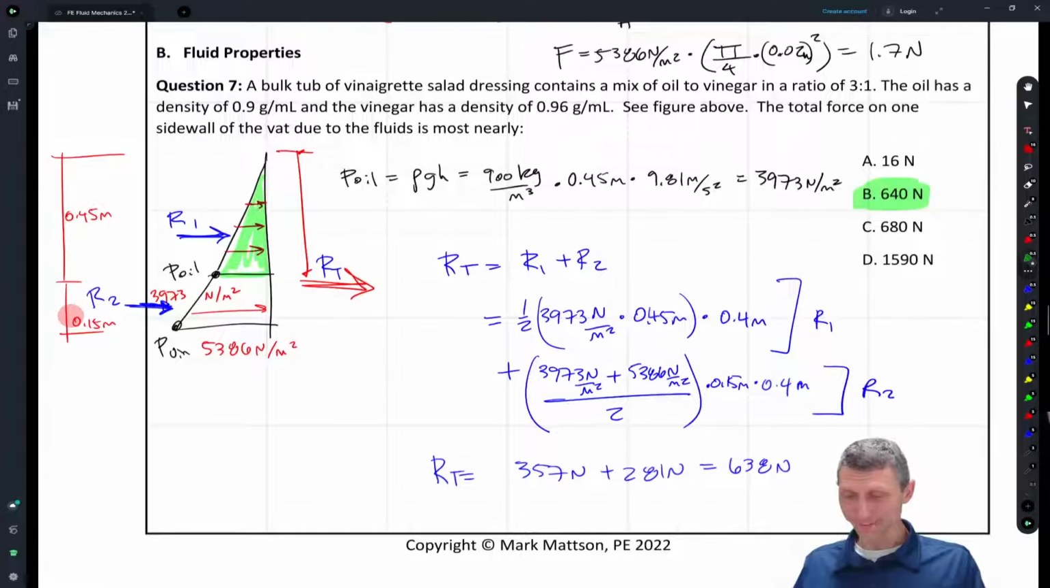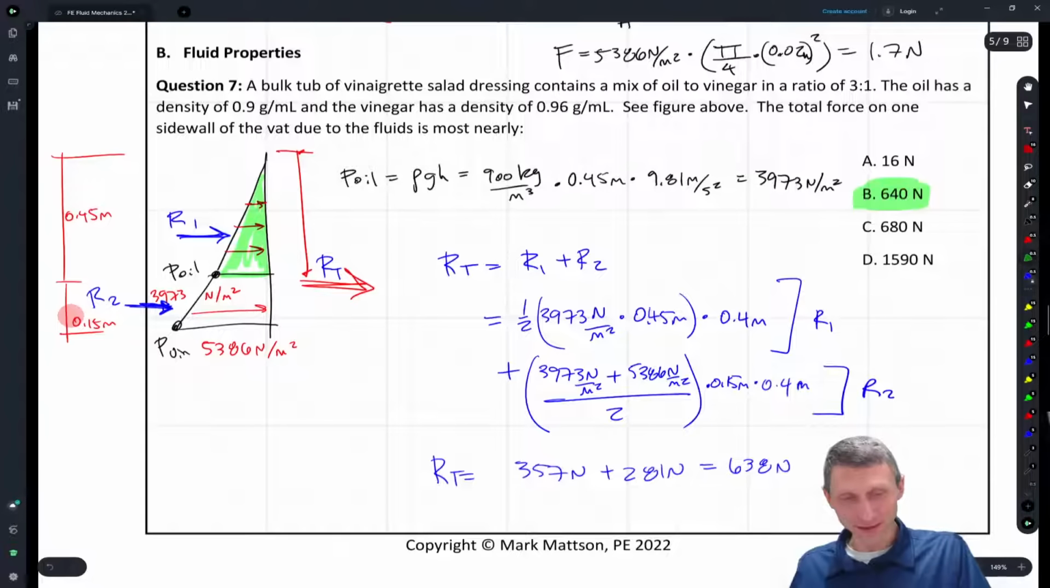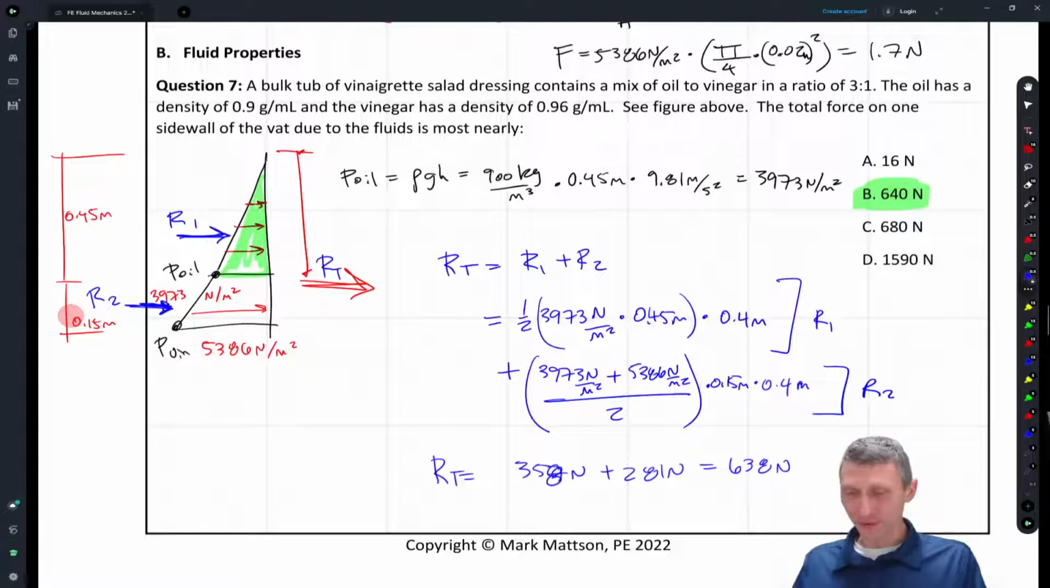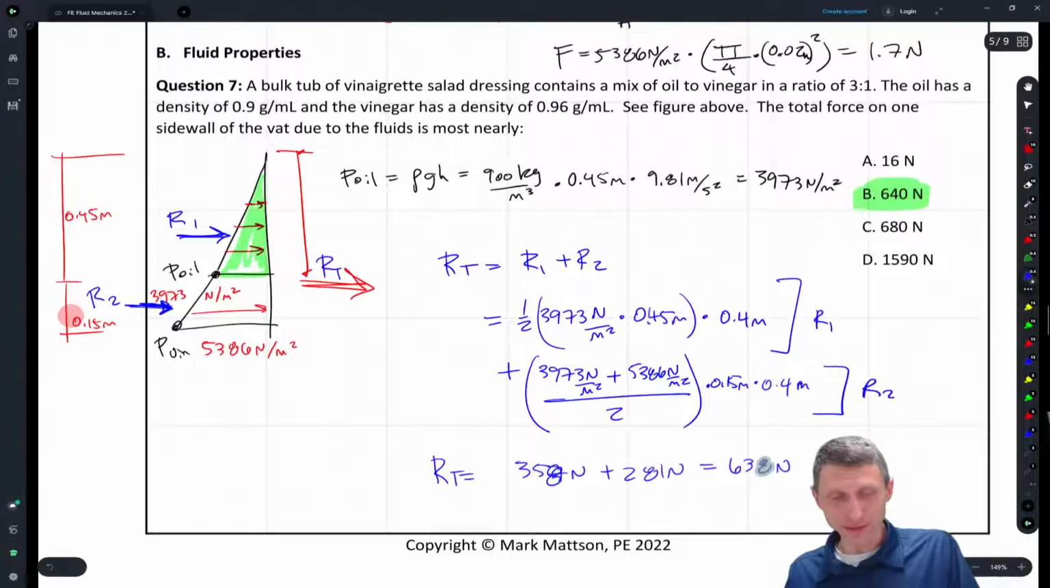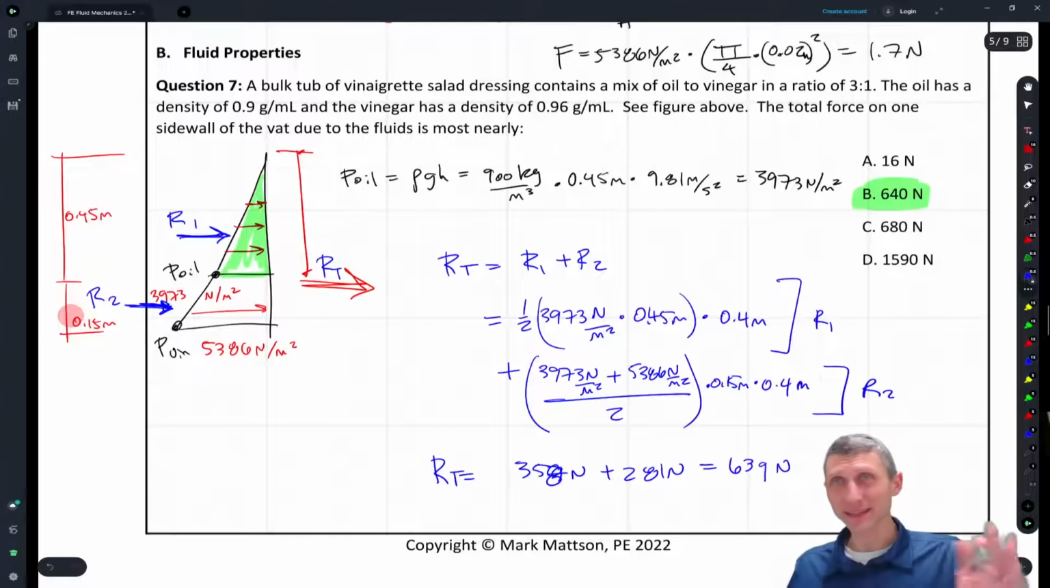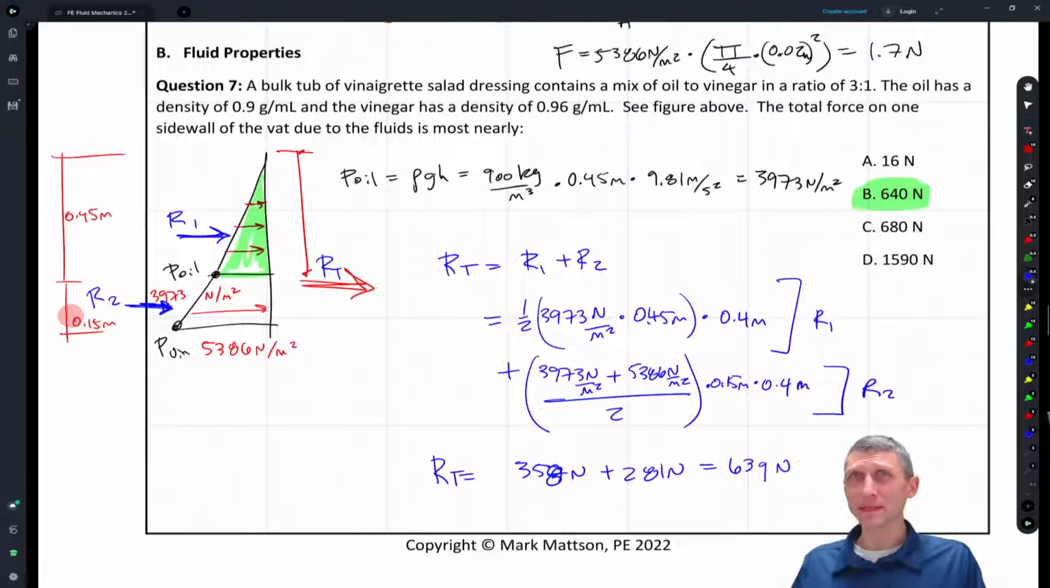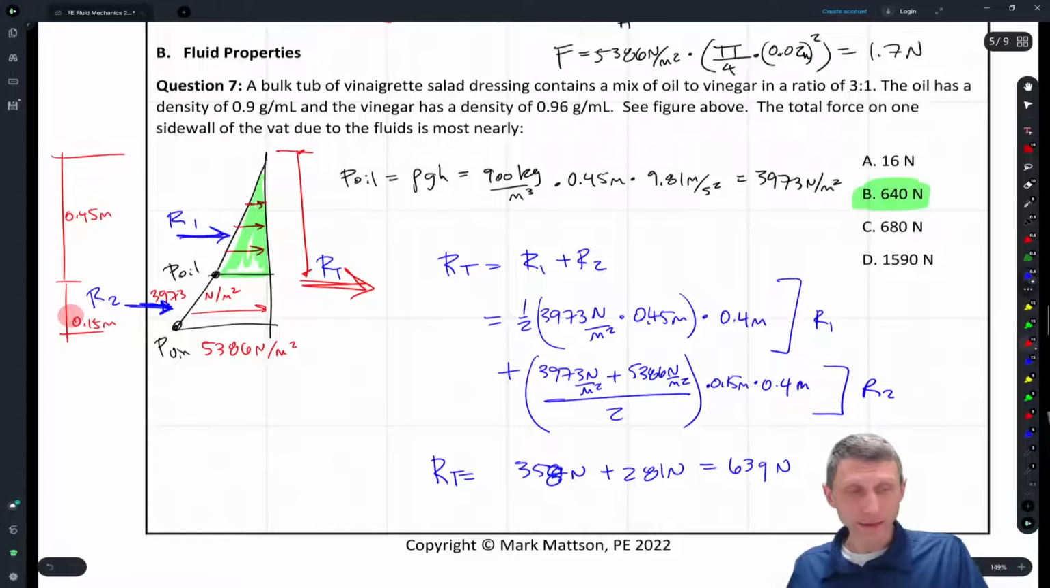That helps, you know. And I did get the 350. Maybe this is closer to 358, depending on how many significant digits you keep. But 3973 plus 53.6 over 2 times 0.15 and times 0.4. Okay, that's about 281. So yeah, that's about right. So maybe this is closer to 639, but it's in that ballpark, and it's going to get us the right answer. Okay, but yeah, that's a really good point.